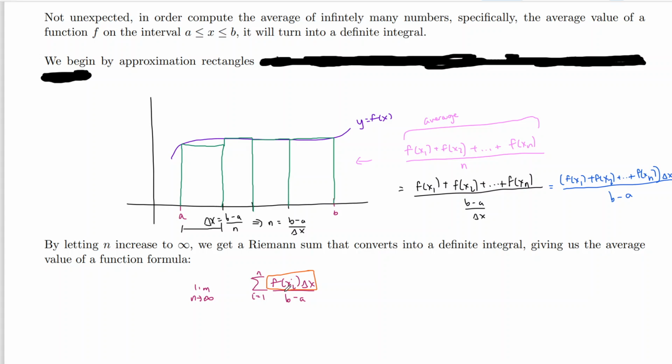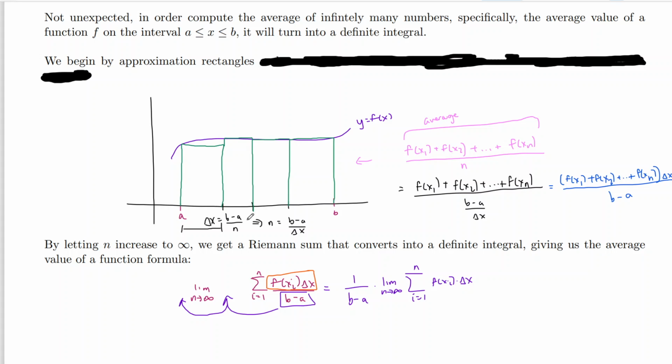Well, luckily for us, b minus a doesn't have an i in it, so we can bring it out. It also doesn't have an n in it, so we can bring it out of the limit as well. That's our property of limits from way, way back when, and it says that we can completely bring it out. So we get 1 over b minus a, then we do the limit as n goes to infinity of the sum from i equals 1 to n of f of xi times delta x.